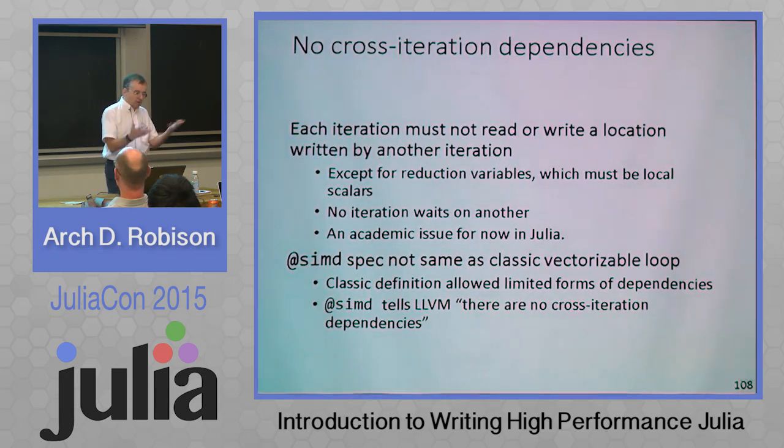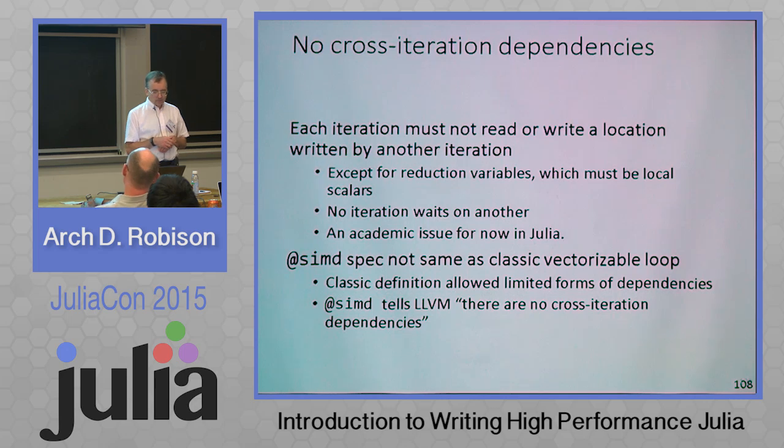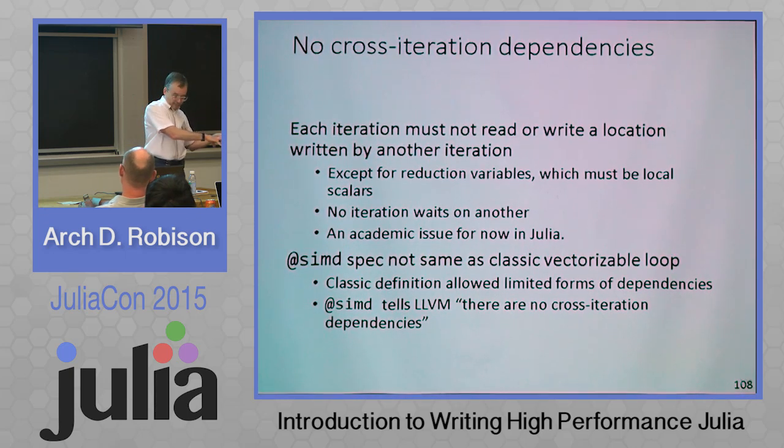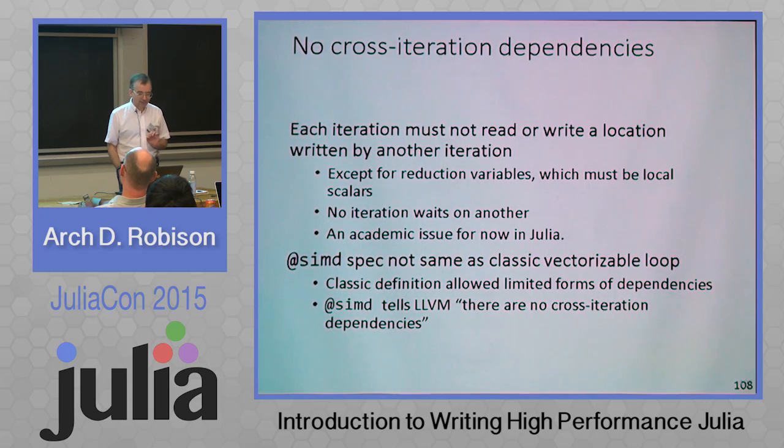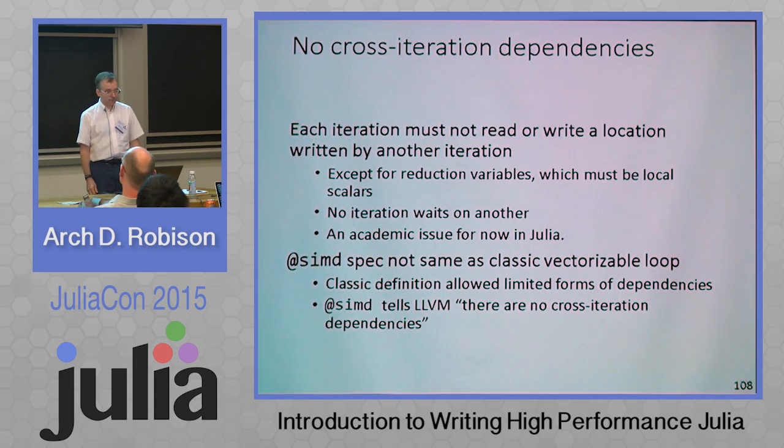So here, no cross-iteration dependencies. Basically, each iteration better not be reading or writing data that's read or written by another. All iterations can read shared data, but they better not be writing any shared data, except for reduction variables, which is a special pattern, and that has to be done with local scalar variables. Must not reduce into a global variable.